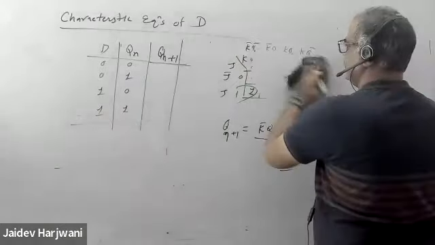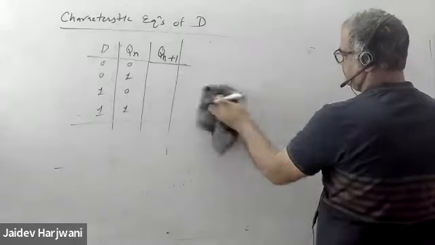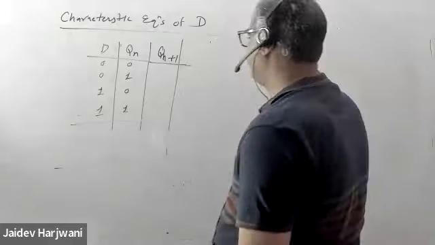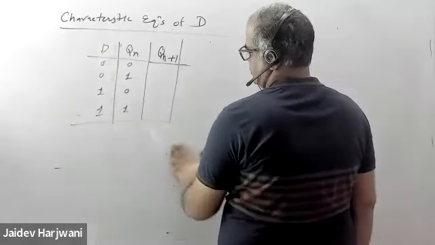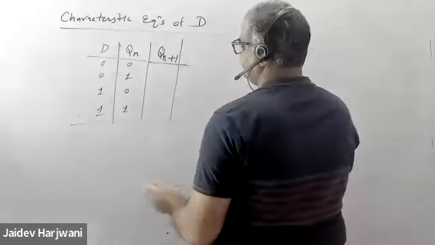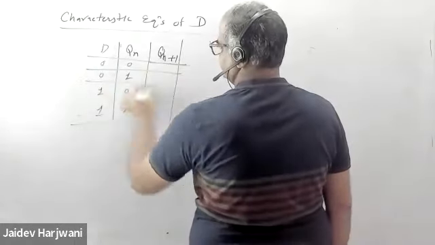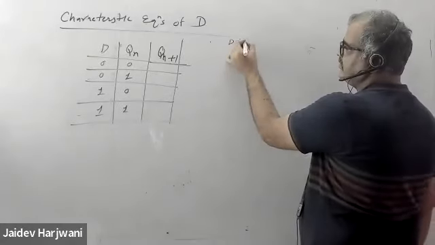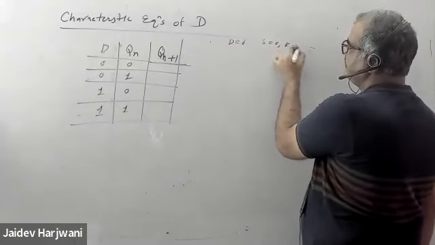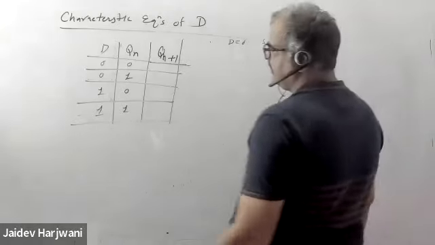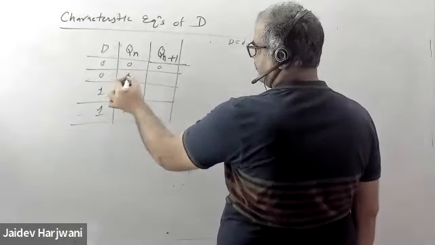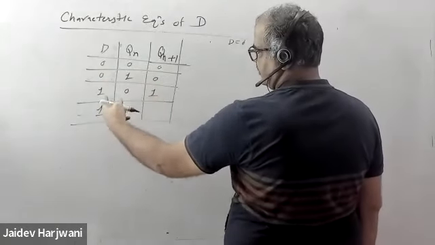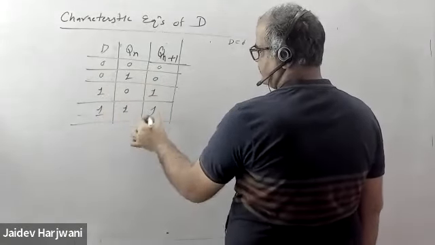Now you can write the characteristic equation. So when I say D is equal to 0, that means S is 0, R is 1. That is a reset condition. So 0 will be 0. 0, 1 this becomes 0. 1, 0, 1, 0 is the set condition. If it is 1, it remains 1.